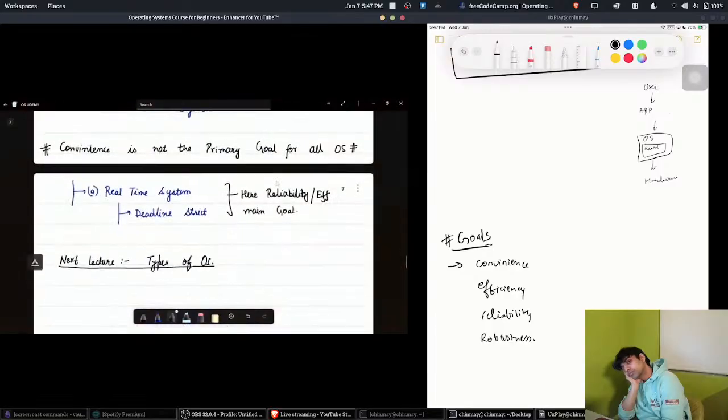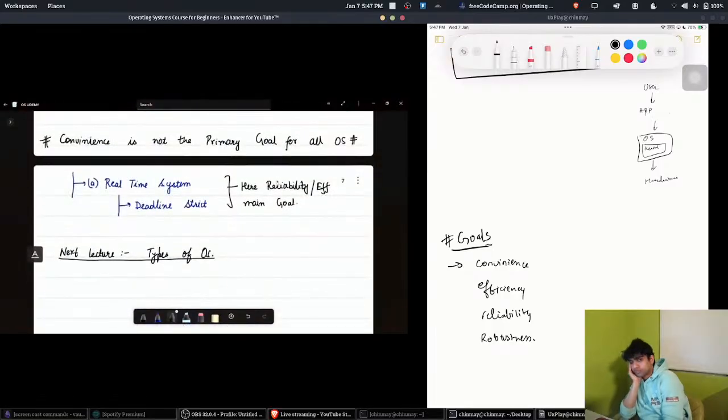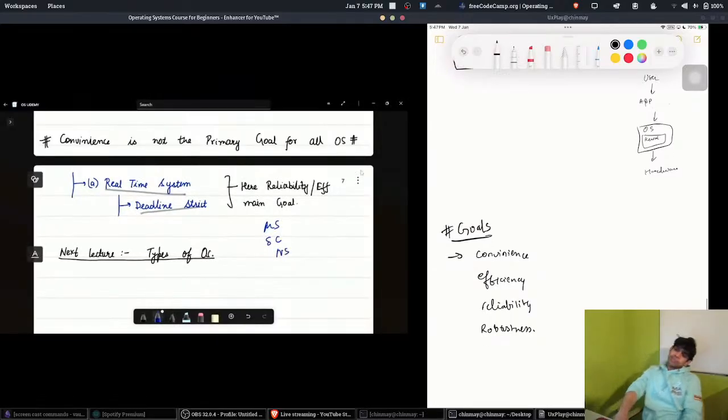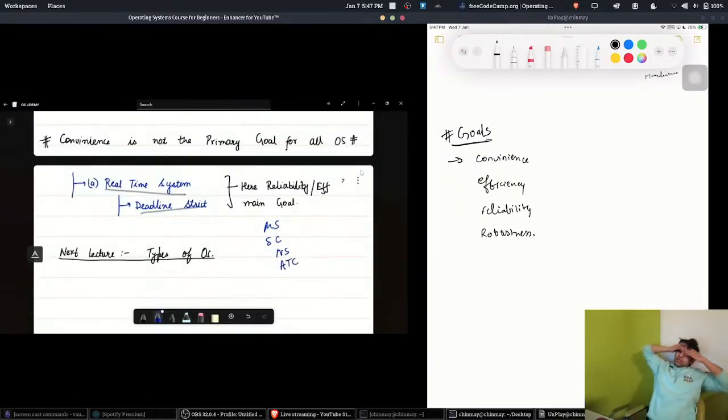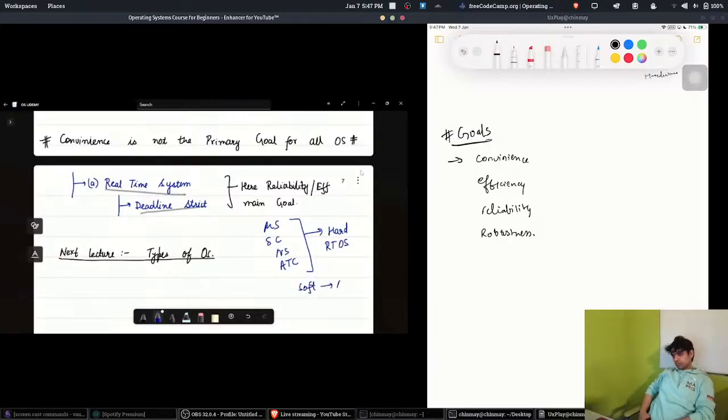Why? Because there are some different operating systems, like real-time operating systems, which have strict-deadline programs, like missile control, satellite control, nuclear systems, or air traffic control. All of these have a strict deadline, so these are known as hard real-time operating systems. The soft kind can be said to be like an ATM, in which, even if the deadline is not met, it's not a big problem.